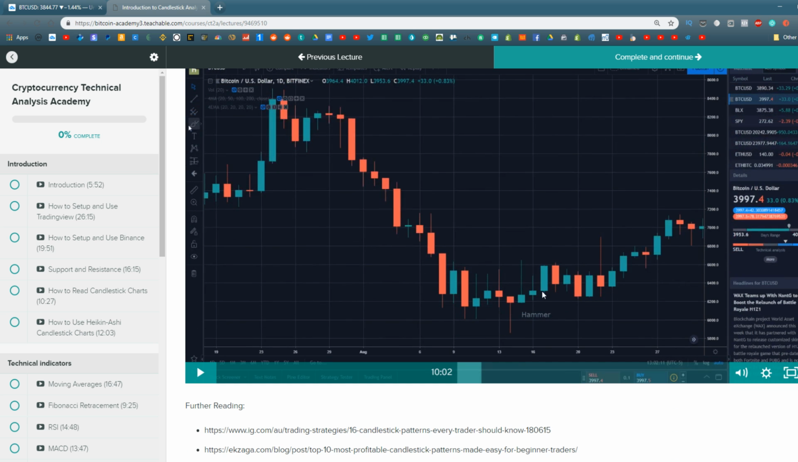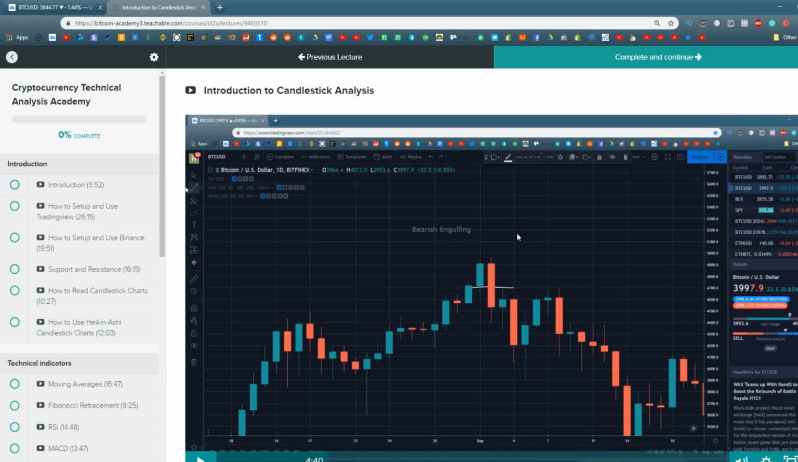As you can see on the screen right now, we have the hammer candlestick. We have a couple of other ones that we talk about with the bullish and bearish engulfing candlestick types. Those are a couple of the ones that are in this video.